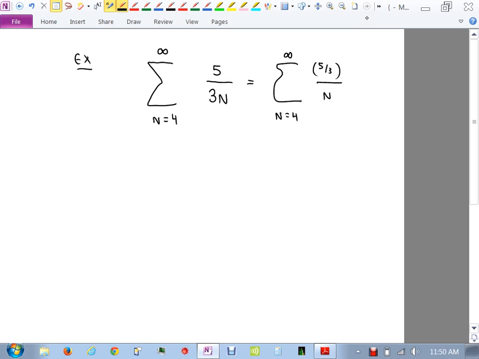Now, the next thing on our sheet is what's called the nth term test for divergence. Oh yeah, right here you could say harmonic. You'd say harmonic, A is equal to 5/3, and it diverges. That's it. You're done. All harmonics diverge. It has to be harmonic. There's nothing else. It just diverges. It becomes infinite.